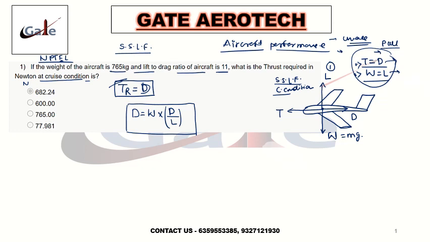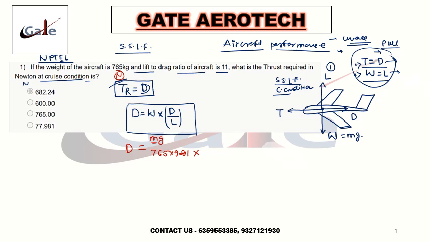Fine. Now to find the drag, we know weight is nothing but mass into gravity. We have a mass, because this is 765 kg, which means they have given mass. Gravity is not multiplied. If you multiply the gravity, it comes into Newton. So I'm multiplying the gravity, which I'm taking as 9.81, since they have not given it, and it is universal.